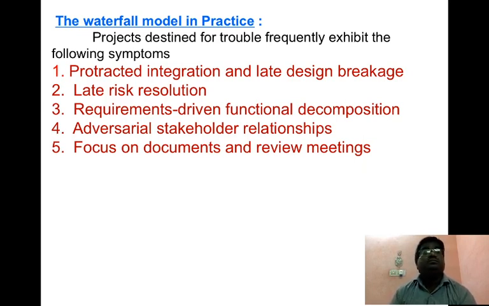There are 5 basic drawbacks in the waterfall model. First one is protracted integration and late design breakage. Second one is late risk resolution. Third one is requirements-driven functional decomposition. Fourth one is adversarial stakeholder relationships. Last one is focus on documents and review meetings. These 5 points are known as symptoms or drawbacks of the waterfall model. These problems we need to overcome during software development.